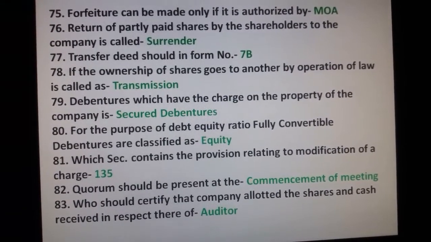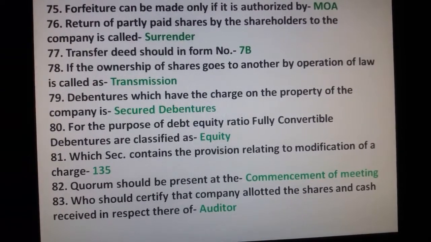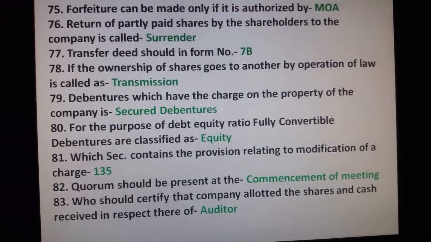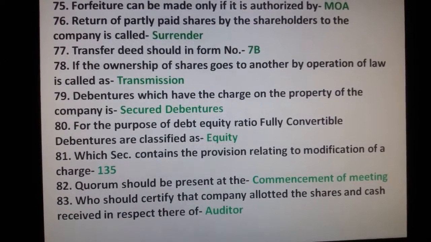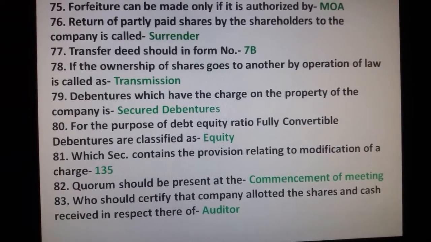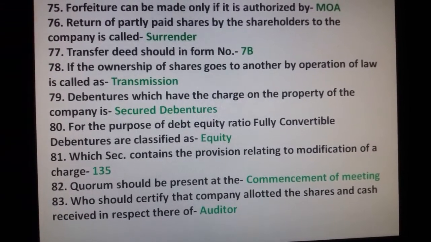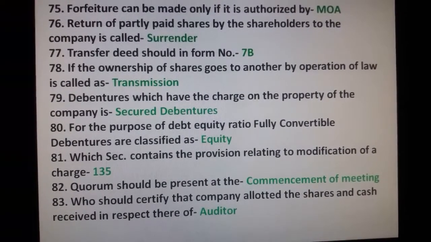Transfer deed should be in the form of 78. If the ownership of share goes to another by operation of law is called transmission. Debenture which have the charge on the property of the company is secured debenture. For the purpose of debt equity ratio, fully convertible debenture are classified as equity. Which section contain the provision relating to modification of a charge?